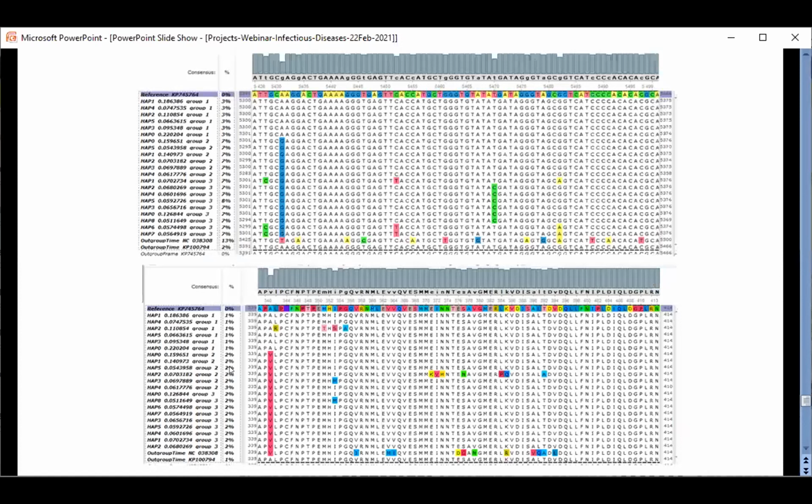Participants can explore all these projects and learn how you can employ various bioinformatics approaches to analyze NGS data from various infectious pathogens.